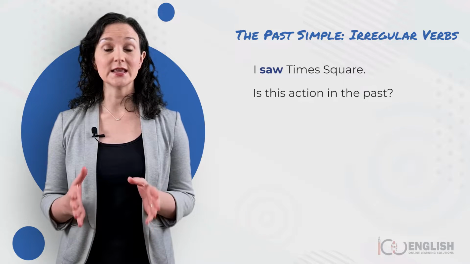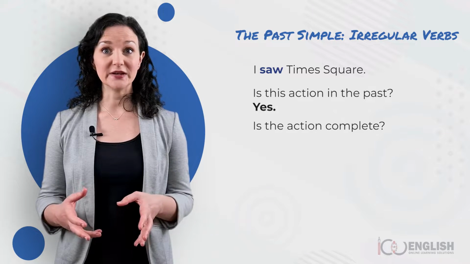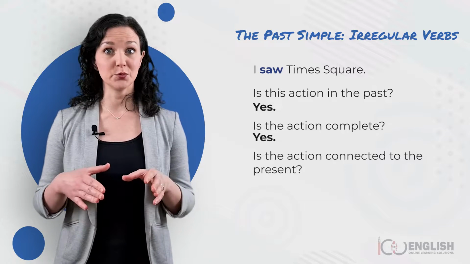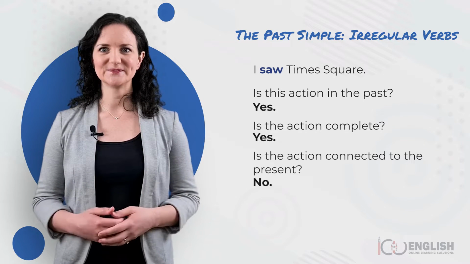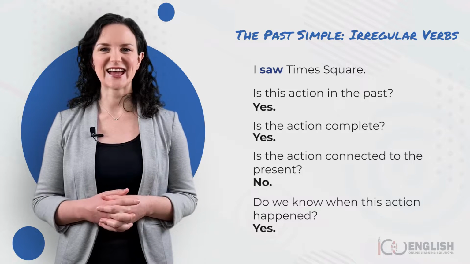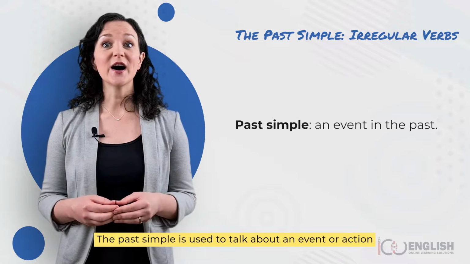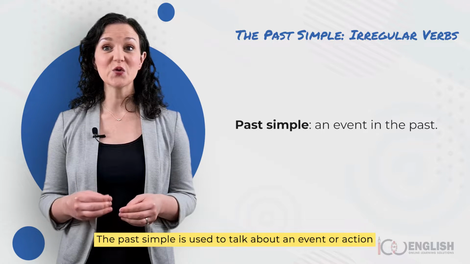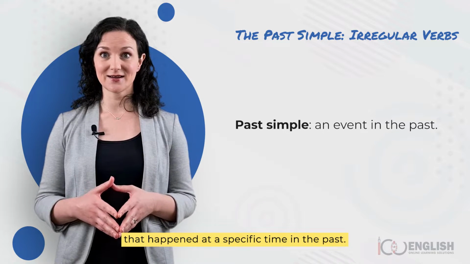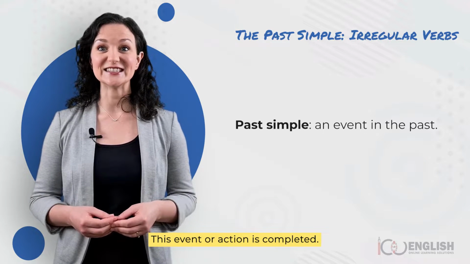Is this action in the past? Yes. Is the action complete? Yes. Is the action connected to the present? No. Do we know when this action happened? Yes. To review, the past simple tense is used to talk about an event or action that happened at a specific time in the past. This event or action is completed.